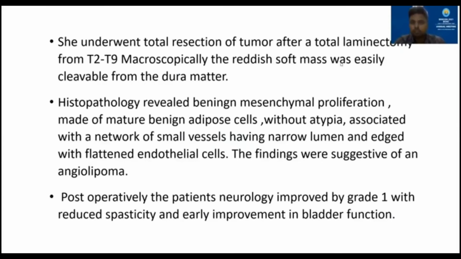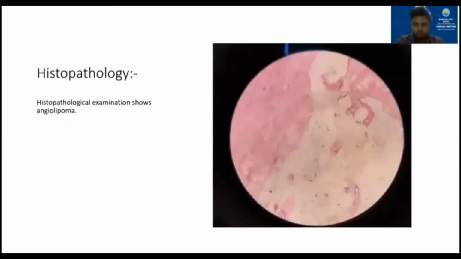Microscopically, the reddish soft tissue mass was easily cleavable from the dura mater. Histopathology revealed mesenchymal proliferation made of mature benign adipose cells associated with a network of small vessels, and the findings were suggestive of angiolipoma. Post-operatively, the patient's neurology improved by grade 1 with reduced spasticity and early improvement in the bladder function. The histopathology slide shows angiolipoma.